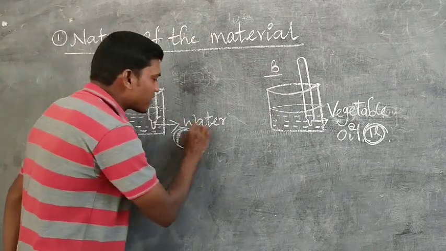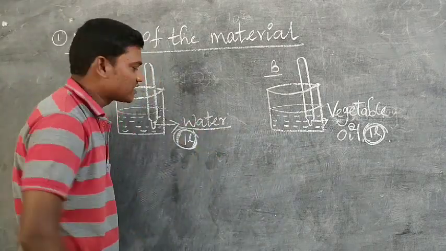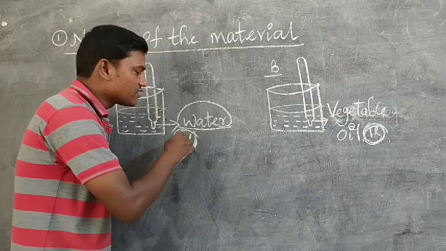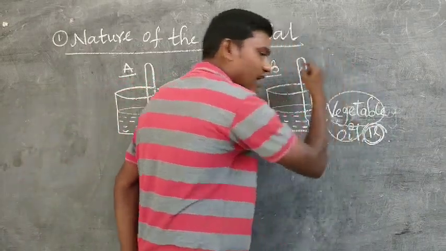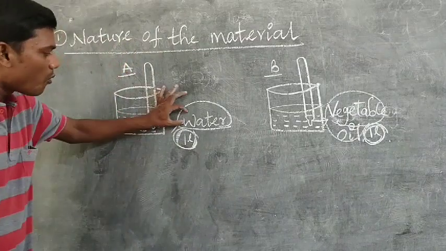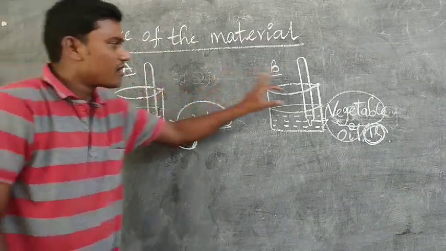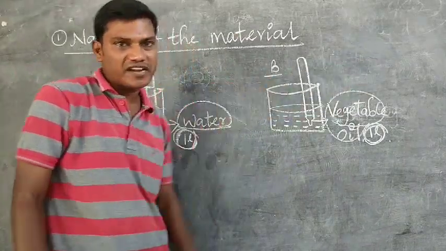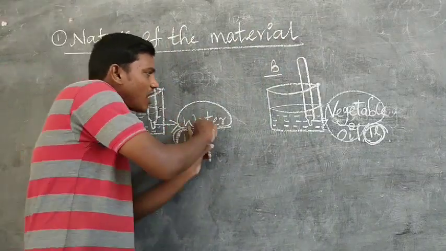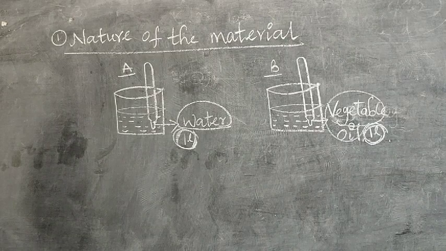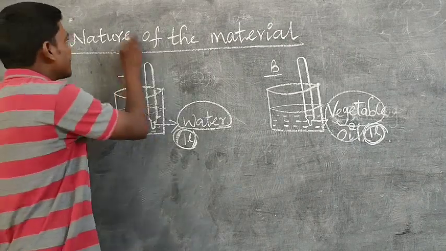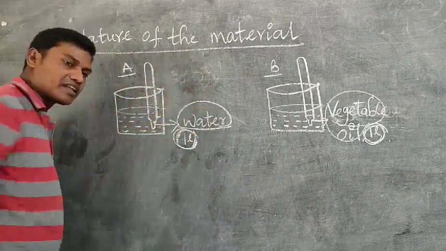But what is different here? Nature. In the first vessel we have taken water, and in the second vessel we have taken oil. Water is different and oil is also different, so the nature of water and oil is not the same. They differ quite a lot. Due to that, here we can consider the nature of the material.